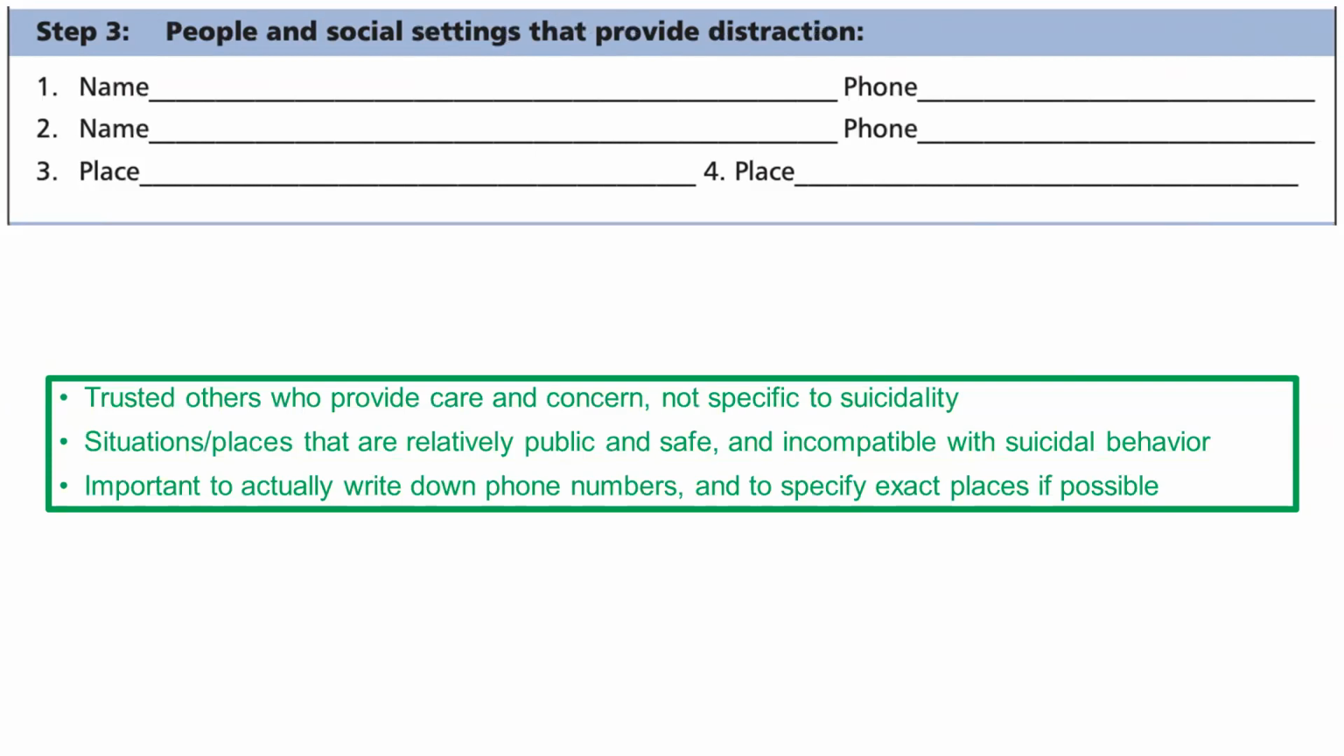So friends and family, it could even be a neighbor depending on your person's situation, someone they can talk to about even something very simple, even something very ordinary, just to have some social contact.